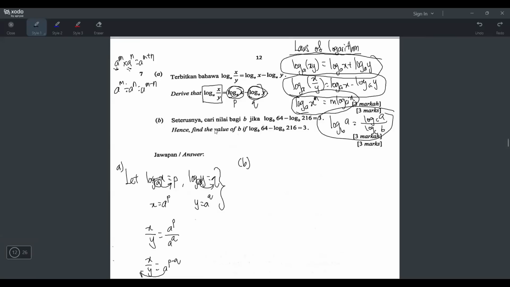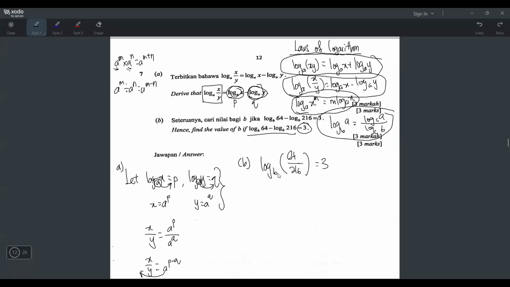Okay, let's do B. Hence, find the values of b if this one minus this one equals 3. So this one you can apply the division law, because you have log minus log, and both logs have the same base b, right? So when you have separate log minus log, you can combine them into a single log, divide. So it'll be 64 divided by 216, and then the answer for this whole thing is 3. So how to get the b answer?